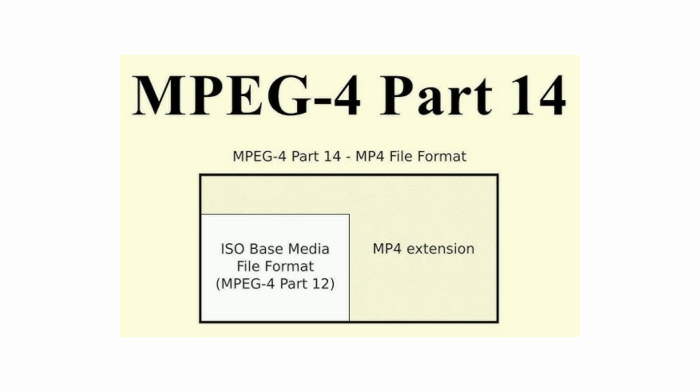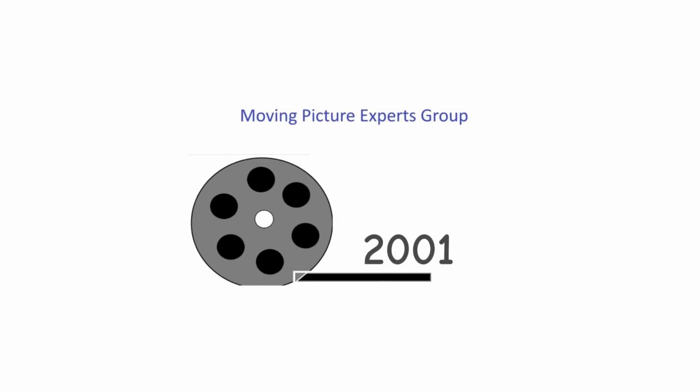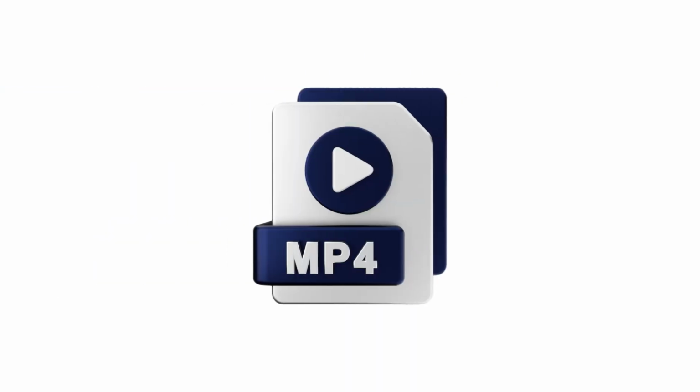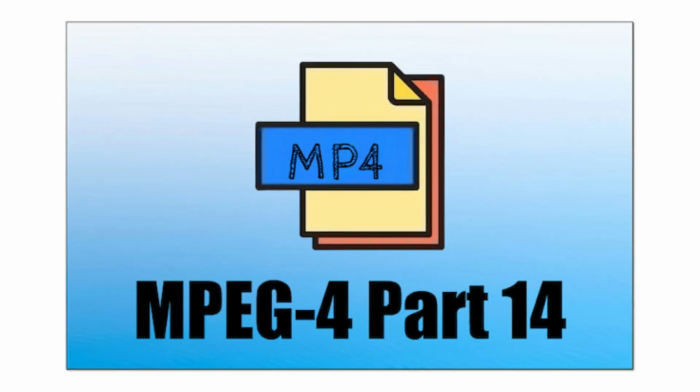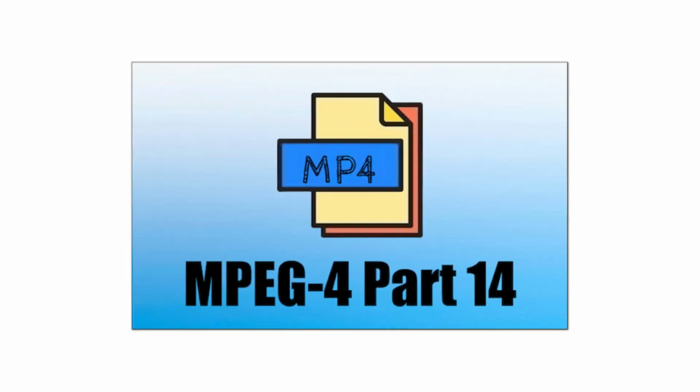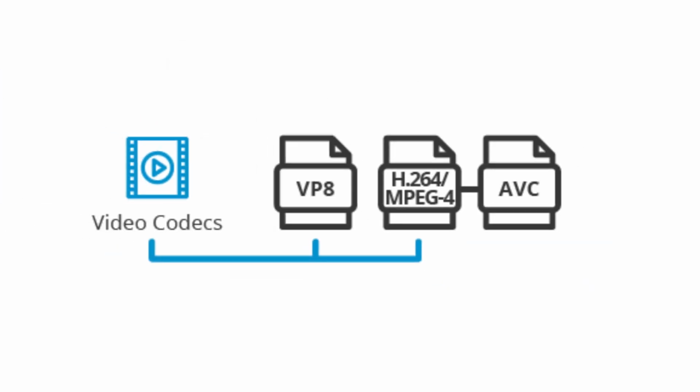Officially called MPEG-4 Part 14, MP4 was standardized by the Moving Picture Experts Group in 2001. Over 20 years later, it's still the default export format for almost every camera, phone, editing app, and streaming platform on the planet. YouTube, Instagram, Netflix, they all speak MP4 fluently. Why? Because it's compatible with virtually everything. It's compact, and it plays nicely with the most popular codecs, which we'll get to in Part 3.